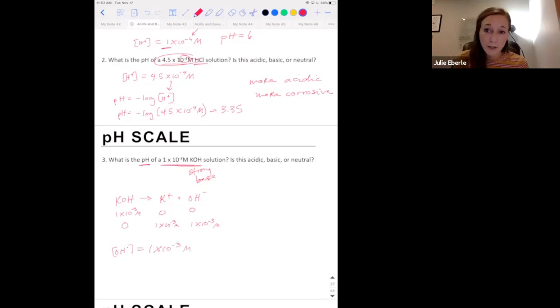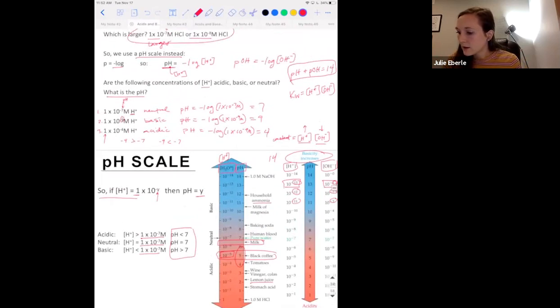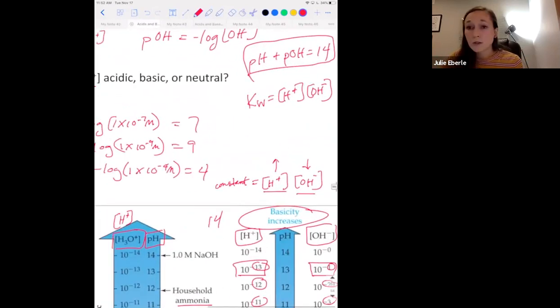Okay, you have 2 routes you can go here. Remember how I gave you both of these equations earlier? I'm going to come back. I said you can use pOH and pH equals 14, or you can use Kw. You can do either one here.